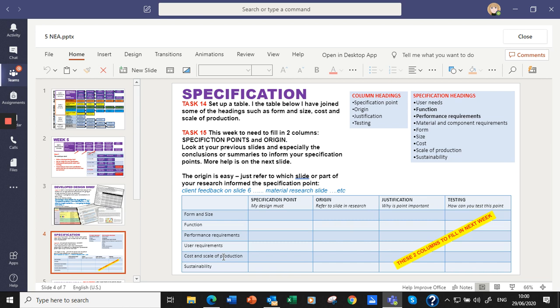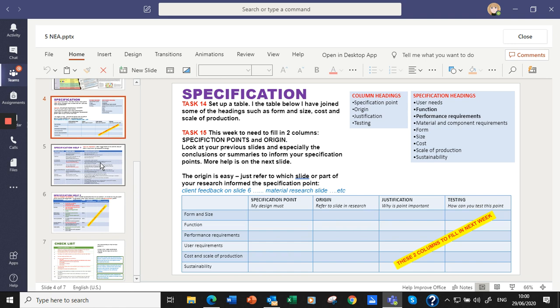The cost and scale here, what sort of price were they prepared to pay for it? Is it going to be mass produced, batch produced, or one-off? And then sustainability, how are you going to ensure that it is going to be easily recycled or something in its actual use. So for my case, because I'm doing a solar light, part of the sustainability is the fact that it's solar.